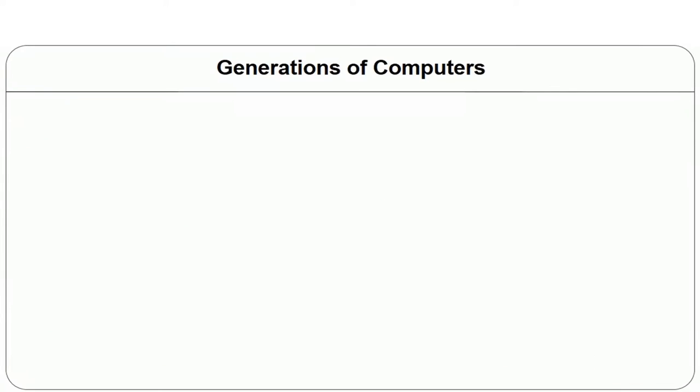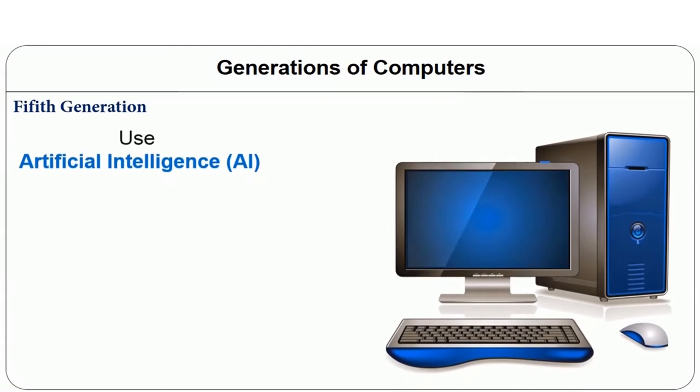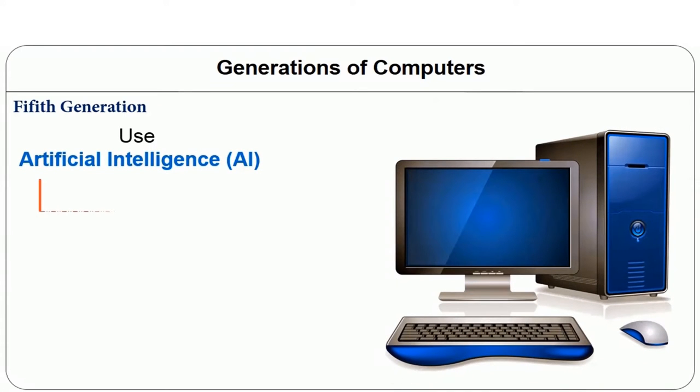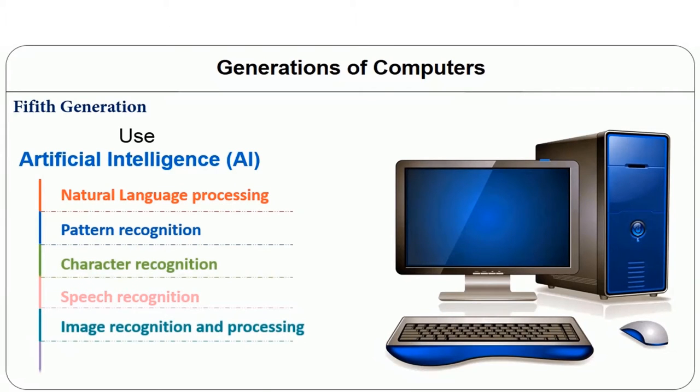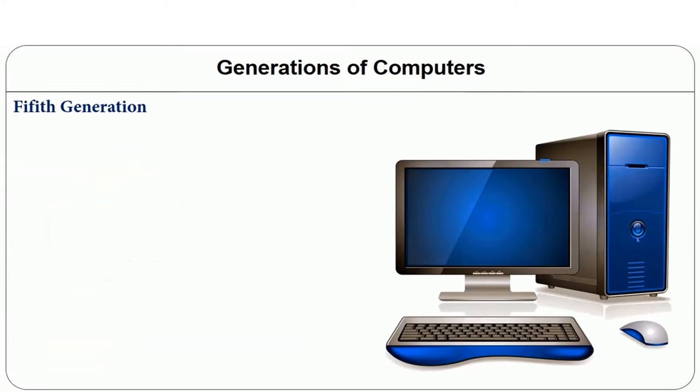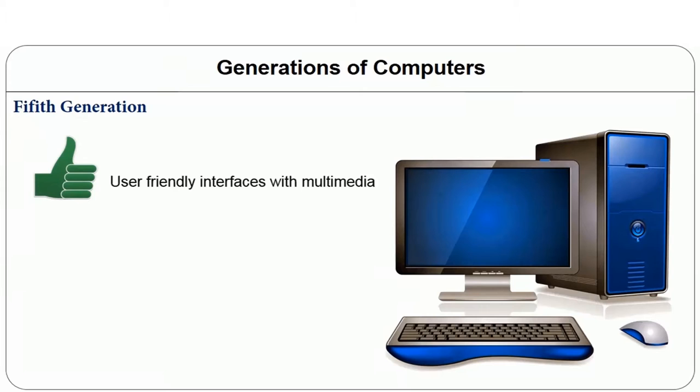Fifth generation will use artificial intelligence. Natural language processing, pattern recognition, character recognition, speech recognition, image recognition, and processing medical diagnosis are some of the areas in the fields of artificial intelligence. Main features of fifth generation computers are their user-friendly interfaces with multimedia features and availability of very powerful and compact computers at cheaper rates, etc.